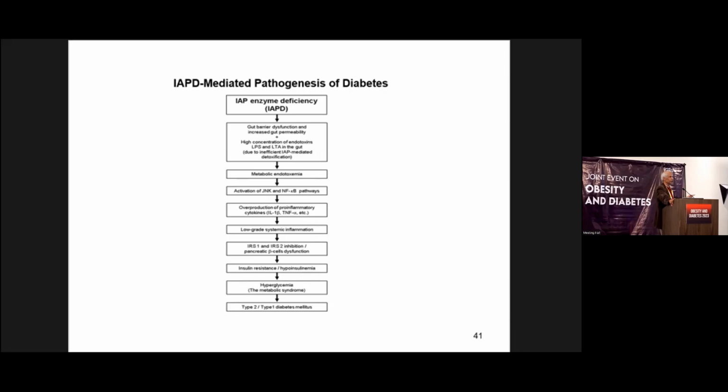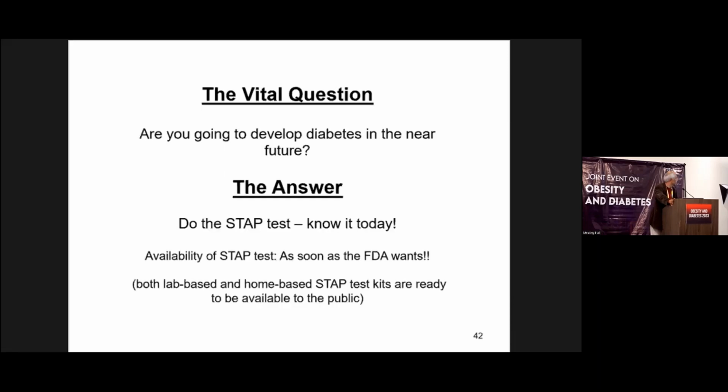If that inflammation affects the pancreatic beta cell, then you develop type 1 diabetes. If that inflammation affects insulin production and function: if it affects the production, you are getting type 1; if it affects the function, you are getting type 2. Okay?